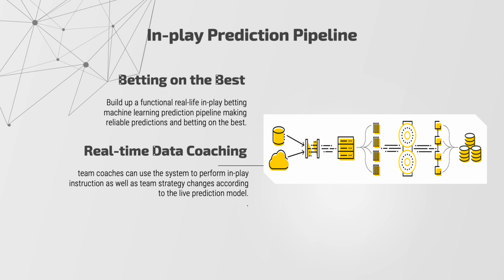Secondly, the interpretation of the linear regression results can be beneficial to basketball team training, especially with the real-life pipeline constructed. Team coaches can use the system to perform in-play instruction as well as team strategy changes according to the live prediction model, making wise decisions that are supported by big data.